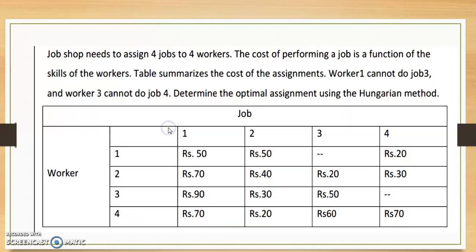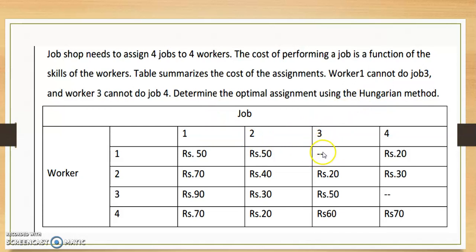Now let us discuss one problem here. A job shop needs to assign 4 jobs to 4 workers. The cost of performing a job is a function of the skills of the workers. The table summarizes the cost of the assignments. Worker 1 cannot do job 3, worker 4 cannot do job 4. Now these restrictions are given. Worker 1 cannot do job 3 while worker 3 cannot do job 4. And we have to determine the optimal assignment by using the Hungarian assignment method.